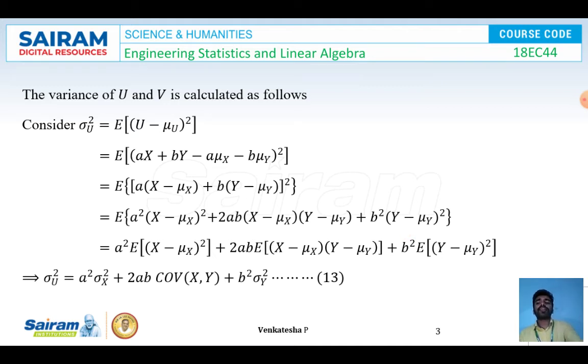Since sigma U square is equal to expectation of (U minus mu U) whole square, I can replace expectation of (X minus mu X) whole square as sigma X square, expectation of (Y minus mu Y) whole square as sigma Y square, and expectation of (X minus mu X)(Y minus mu Y) as covariance of XY. So I got the expression sigma U square is equal to a square sigma X square plus 2ab covariance of XY plus b square sigma Y square. Call this one equation number 13.